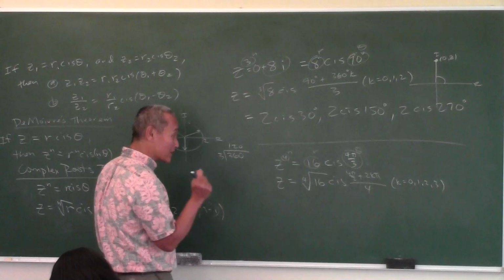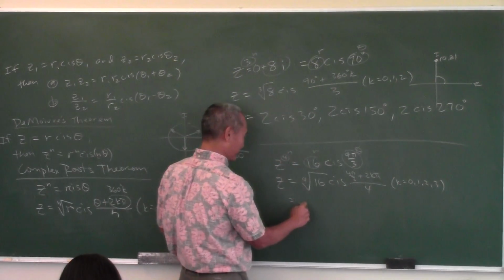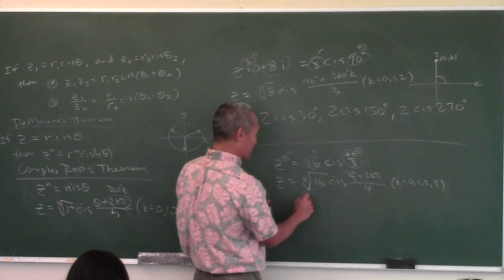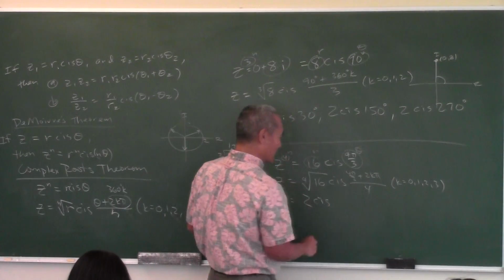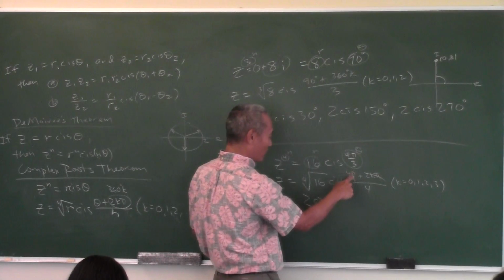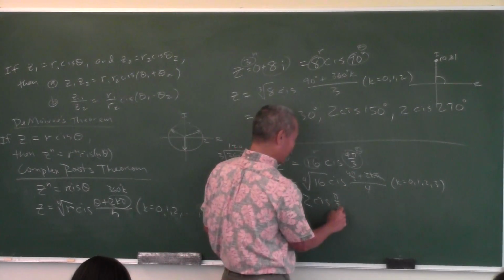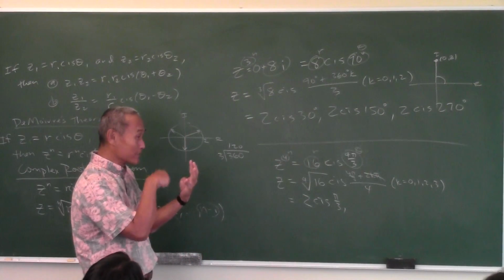Okay, so the first answer is going to be, you plug in 0. Everybody can plug in 0, right? First of all, what is the 4th root of 16? 2. See how I made that? Come on, nice 4th root. Cis. Okay, if I plug in 0 for k, this is 0. What is 4 pi over 3 divided by 4? Pi over 3. That's the first answer.